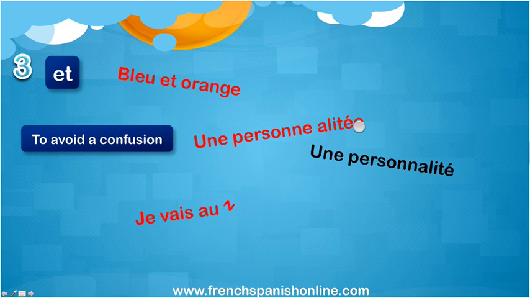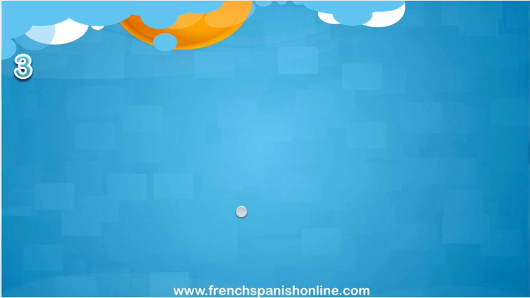The same thing when you think that the sentence is going to be a bit funny. Je vais au zoo. Well, with the liaison, you will say something like je vais au zoo. It's a bit funny in French, so we prefer to say je vais au zoo. I'm going to the zoo.